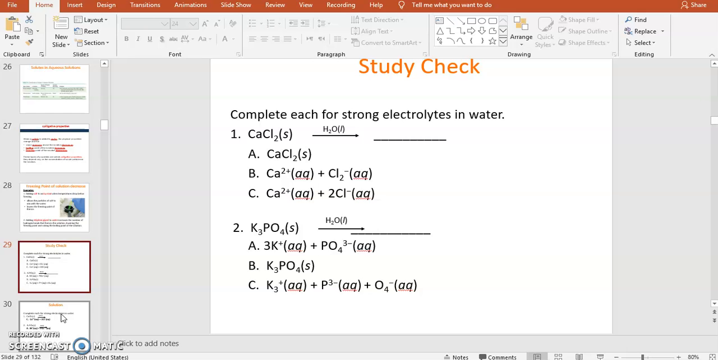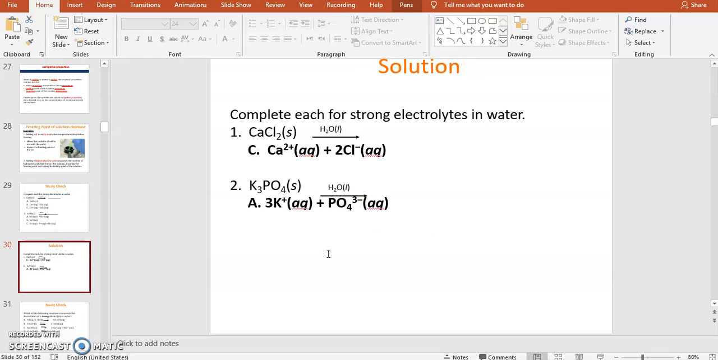Same thing with K3PO4. Would it be the same as B, or would it dissociate into 3K and 1 PO4, or K3P3O4? Remember, PO4 is considered a polyatomic ion, so we cannot actually do the third one at all. They are connected. When they dissociate or ionize, they ionize together. So it will give us 3K and 1 PO4 when it's ionized. And these are the answers.